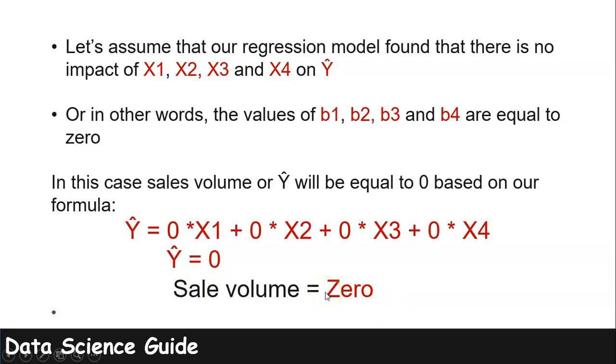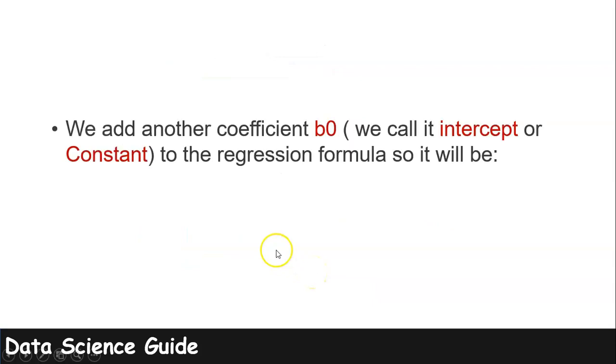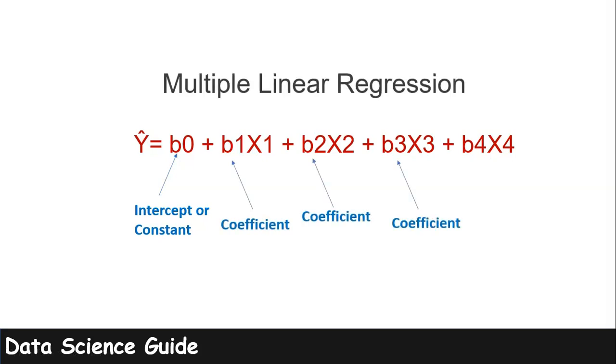And this is something unreasonable. So what do we need to do to correct this problem? To fix this problem, we add another coefficient which is b0, and we call it the intercept or the constant, to the regression formula. So it will be Y hat equals b0 plus b1x1 plus b2x2 plus b3x3 plus b4x4. So b0 is the intercept or the constant, and b1, b2, b3, b4 are the coefficients.